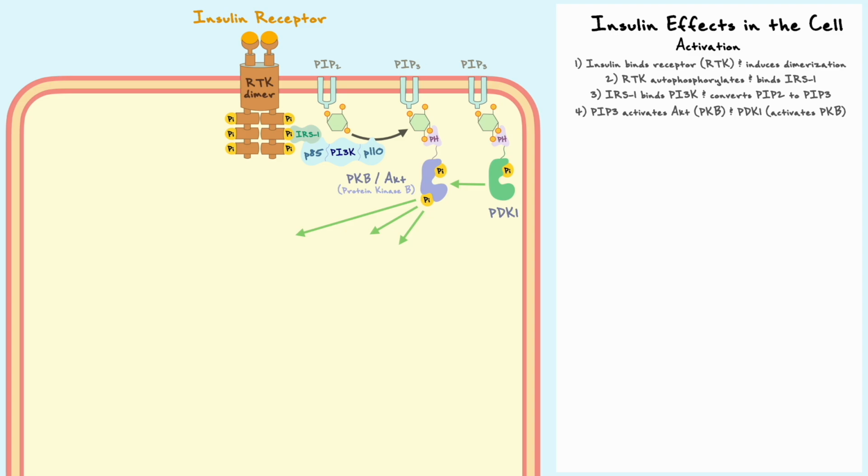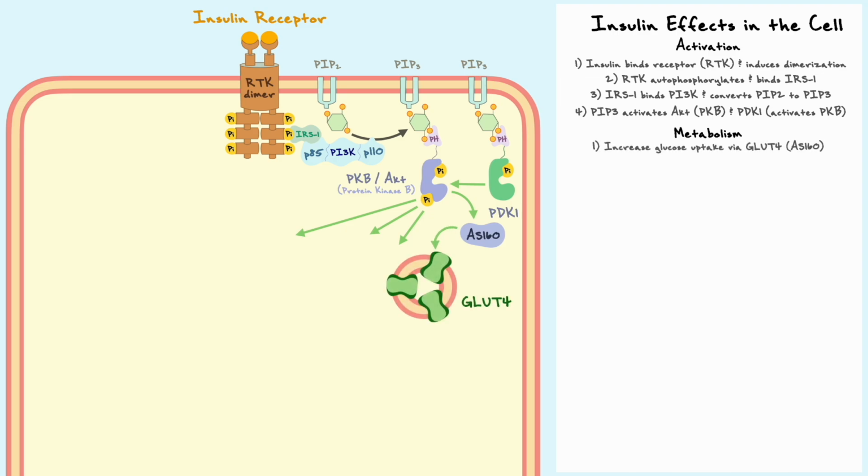As a quick note, since enzymatic pathways are always a work in progress, and I do not want to make this video extremely heavy on the protein names, I will spare the details of how PKB performs its downstream functions. If we now consider the effects of insulin on metabolism, the only direct target of PKB that I want to mention is the protein AS160, which is an important regulator for GLUT4 insertion.